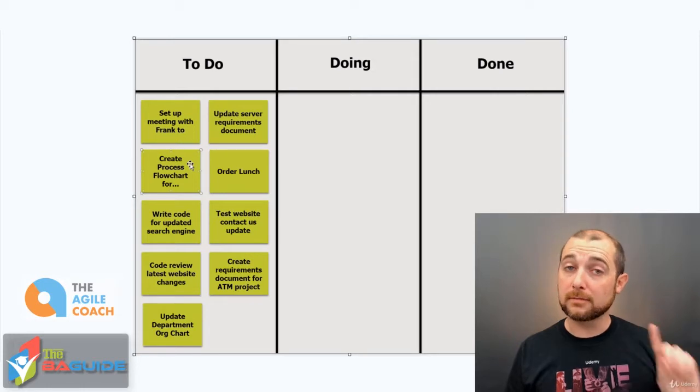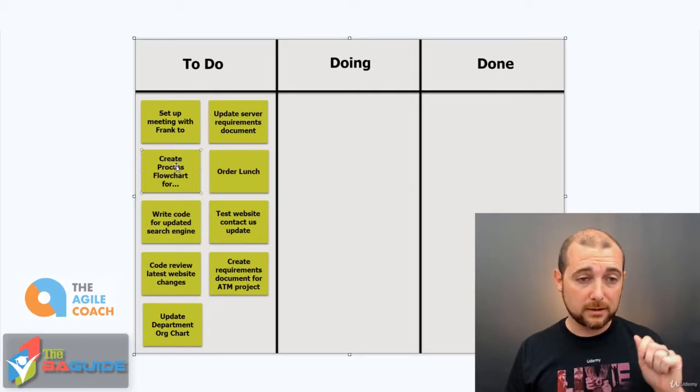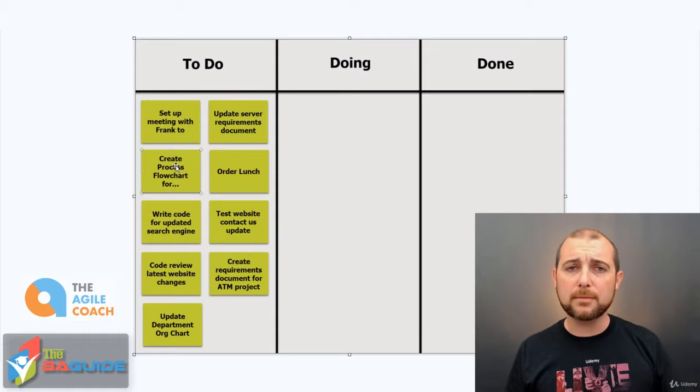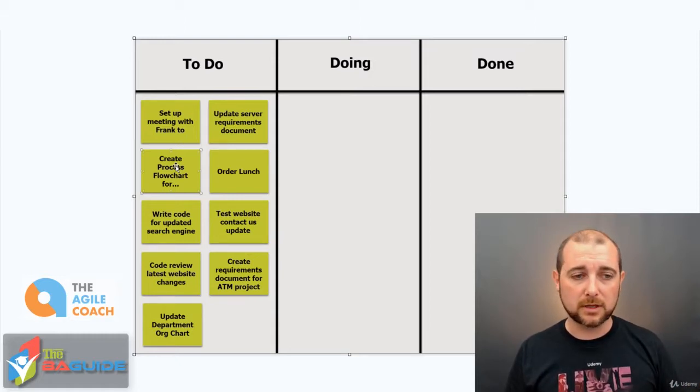Creating a process flow chart, I can do that. That is a good one for me. It's a higher priority. It's towards the top. So I'm going to go ahead and assign this task to me. I'm going to take ownership of this task and get it completed.